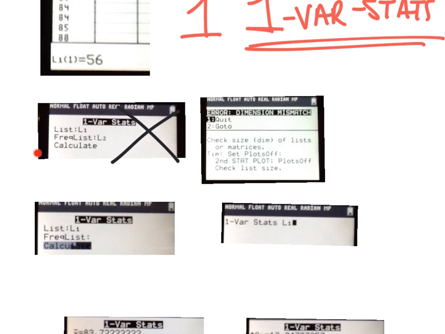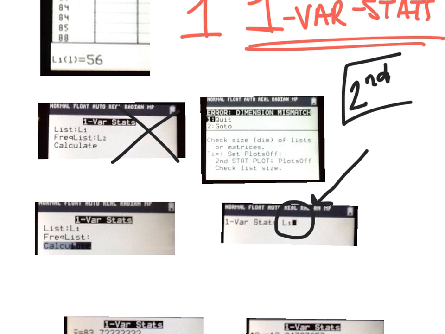If your calculator did not look like one of those setups under 1 variable stats, it's going to look like this. When you hit 1 variable stats, this word 1 variable stats came up, and then here's your big deal. You have to tell the calculator where you're putting your information. So you need to type in L1. For anybody that can't find L1, make a note. It is on the second button, and then you have to hit the number 1 key.